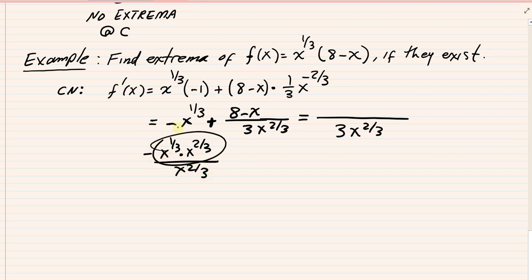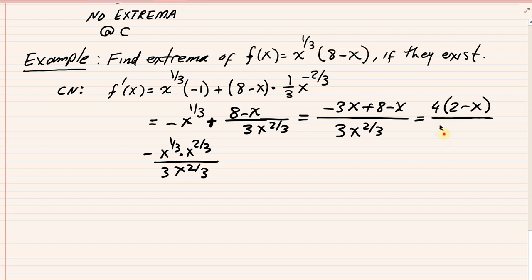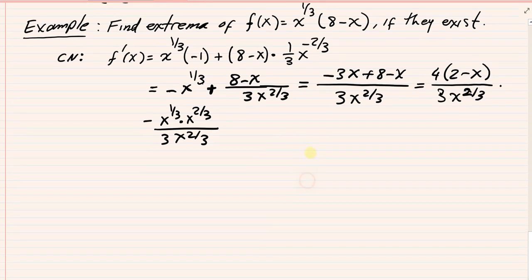And these two multiply to just x, so the numerator is just going to be negative 3x, right? Because it's going to multiply top and bottom by 3 also to get it to look like the denominator. Okay, and of course I have plus 8 minus x. And this, of course, again itself reduces to 8 minus 4x, and I can factor a 4. Therefore, the derivative is 4 times 2 minus x divided by 3x to 2/3. Okay, hopefully you follow that work.